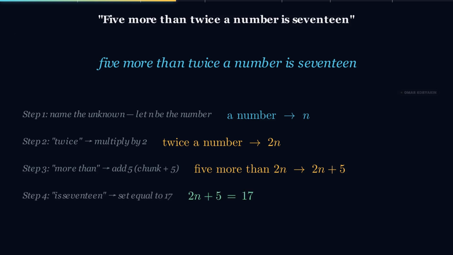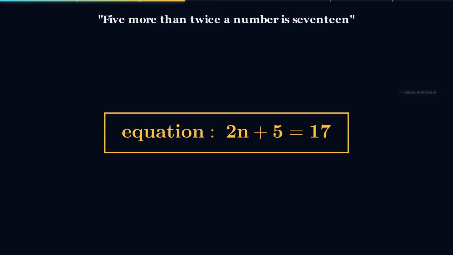Step 4. Verify the translation by reading the equation back into English. 2n plus 5 equals 17 reads as 2 times the number plus 5 equals 17. Compare against the original: 5 more than twice a number is 17. Same relationship, same numbers, same operations. Translation confirmed. So the translated equation is 2n plus 5 equals 17.